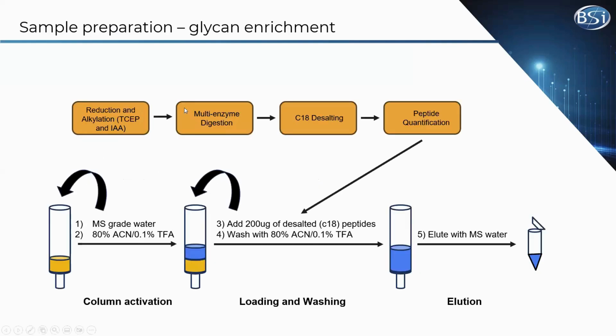And so as part of our enrichment workflow, we do reduction alkylation with TCEP and IAA, do multi-enzyme digestion, and desalting. Then we perform peptide quantification to ensure we're using the same amount of peptides for enrichment across each sample. So we have these columns that are packed with a cellulose resin. We perform activation and then add the desalted peptides, 200 micrograms to each column, perform a number of wash steps with acetonitrile and TFA, and then elute with MS water.